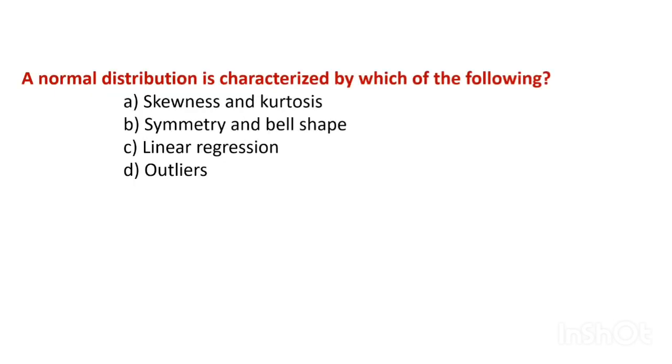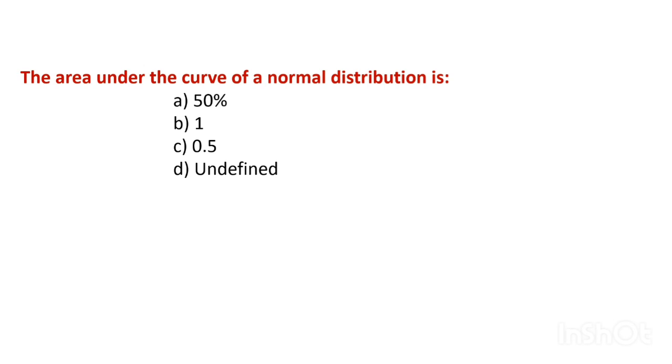A normal distribution is characterized by which of the following? A normal distribution is symmetrical around its mean and has a bell shaped curve, so the correct answer is option B. The area under the curve of a normal distribution is always, you know that the total area under the curve of a normal distribution equals 1, representing 100% of the probability. Therefore, the correct answer is option B, it is unity.